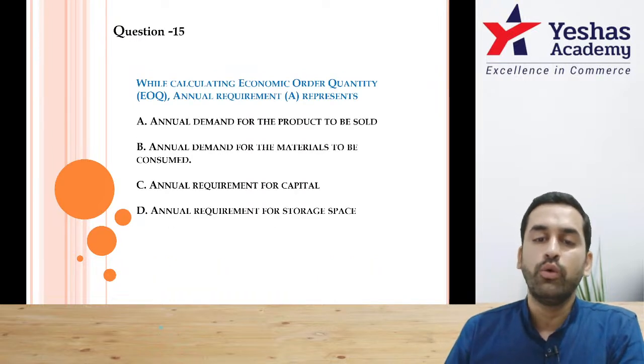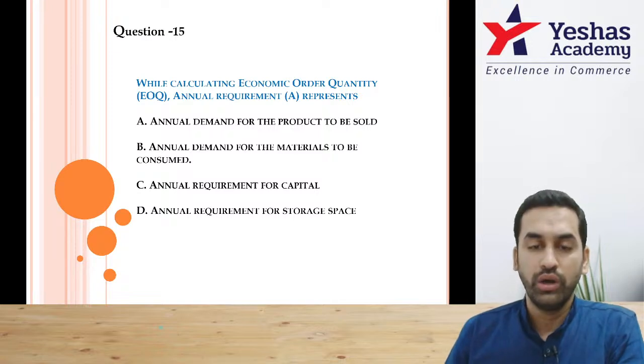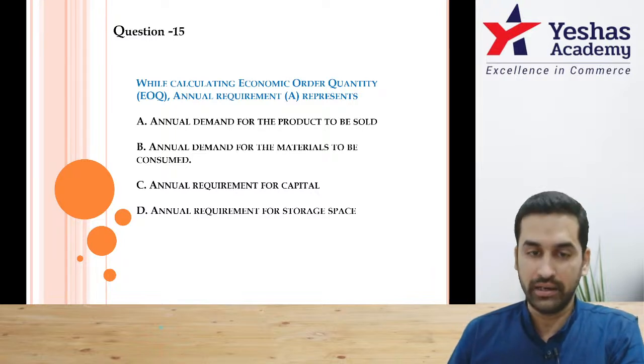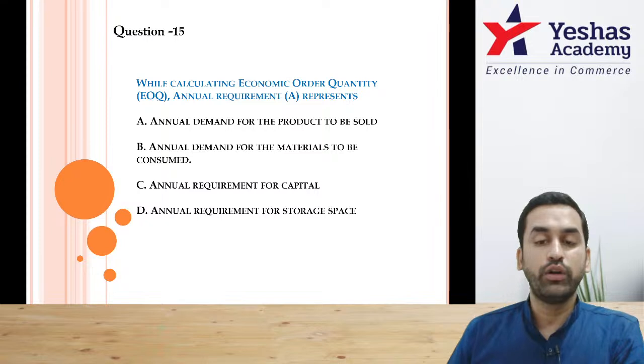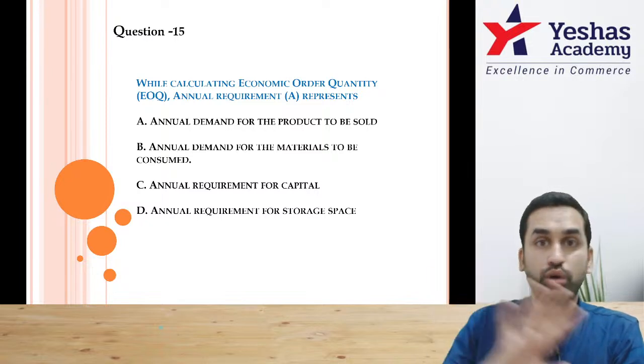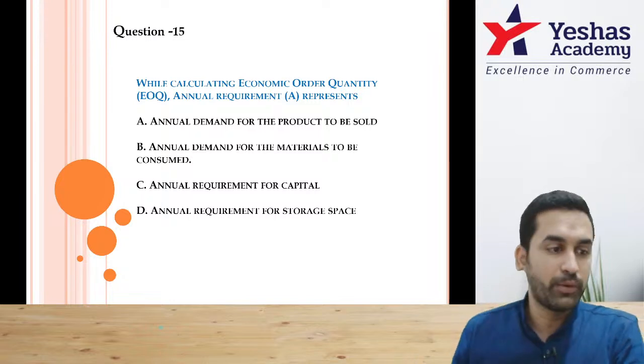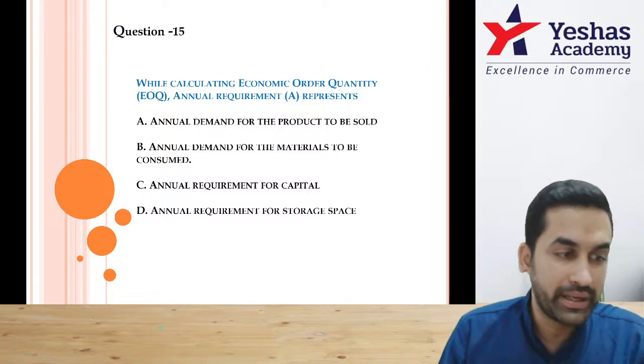Let's move on. 15. While calculating EOQ, annual requirement A represents what? Remember the formula square root of 2AO by C. What is A in that? Option A says annual demand for the product to be sold. No, no, no. Sold is FG and EOQ is not about FG. EOQ is about raw material.